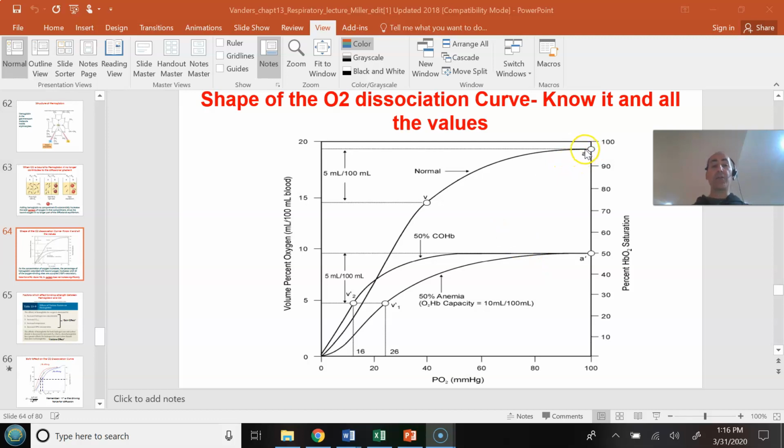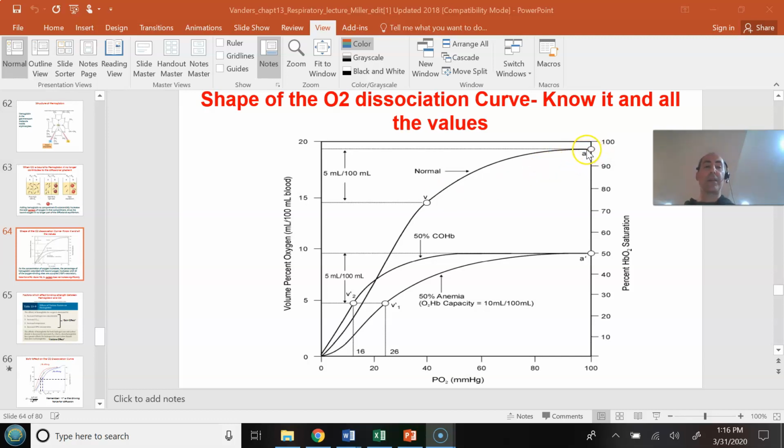The main curve is this big curve here. And this is a sigmoidal curve, right? It's like a sine wave, and it would do this if it were to continue. The shape of that curve tells you a lot about how your body responds, how it utilizes oxygen.